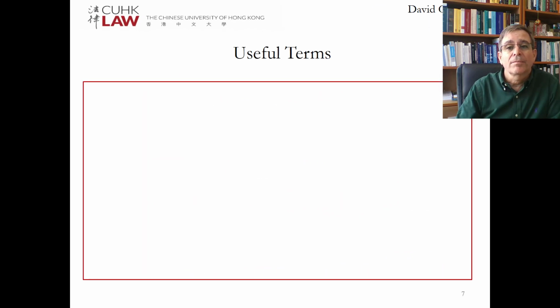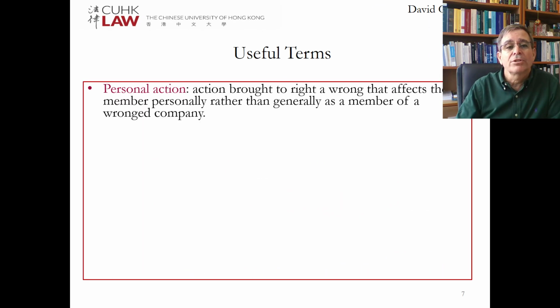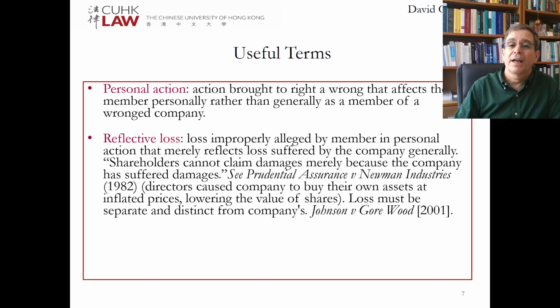So some useful terms with derivative actions. First would be the distinction between a personal action and a derivative action. A personal action is where there is a specific right of the member which is damaged personally, or another person who is damaged personally. And in a derivative action, what we're looking at is primarily a director, but it could be someone else, is damaging the company. It is the company's right which is being defended in a derivative action. In a personal action, one is defending one's own right. In the unfair prejudice action that we'll look at in week 11, we have a personal action. Here, we are looking at derivative actions.